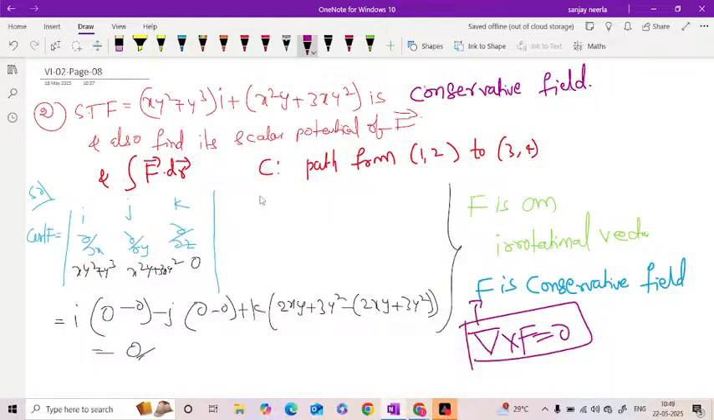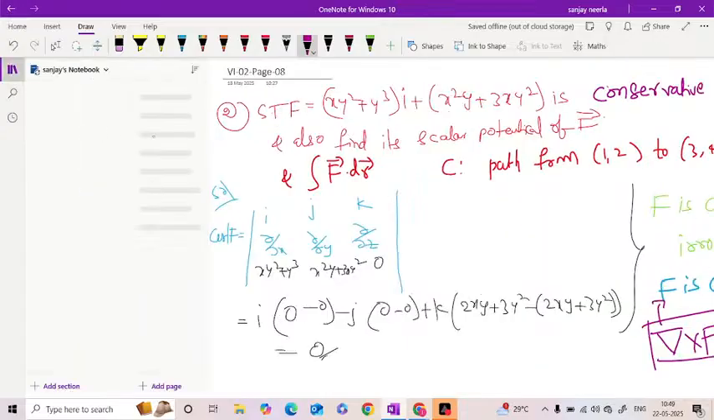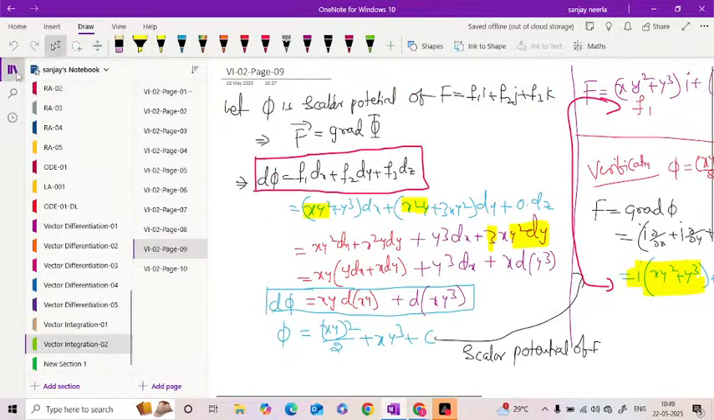The second sub-question is to also find the scalar potential of this one, and the third sub-question is to find the line integral along the path from (1, 2) to (3, 4). Okay, now the second sub-question. What is the second sub-question here?